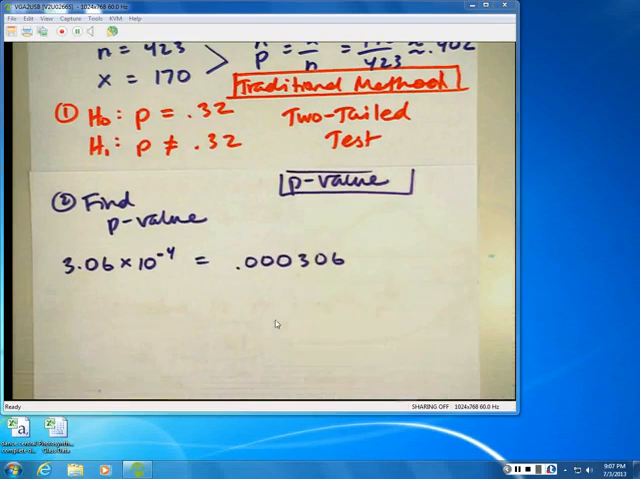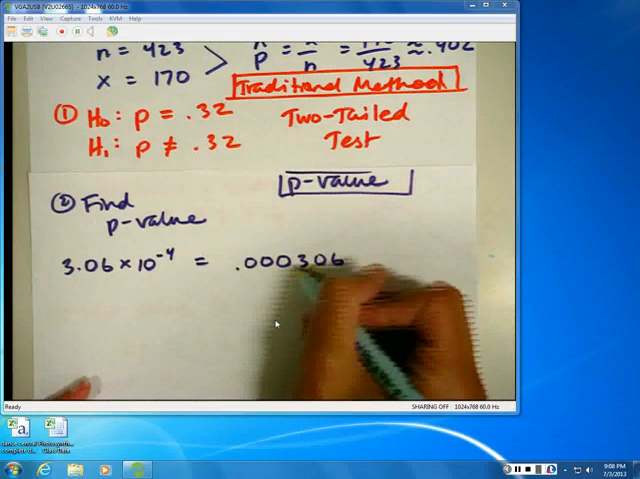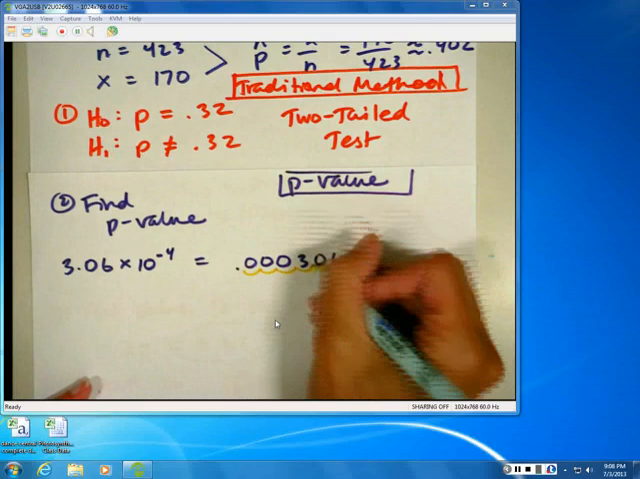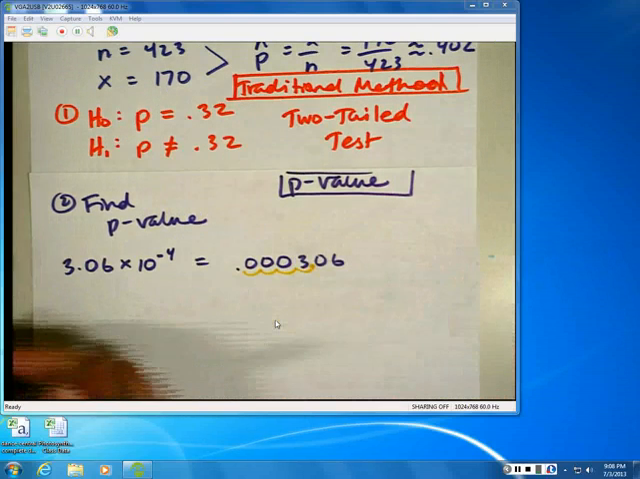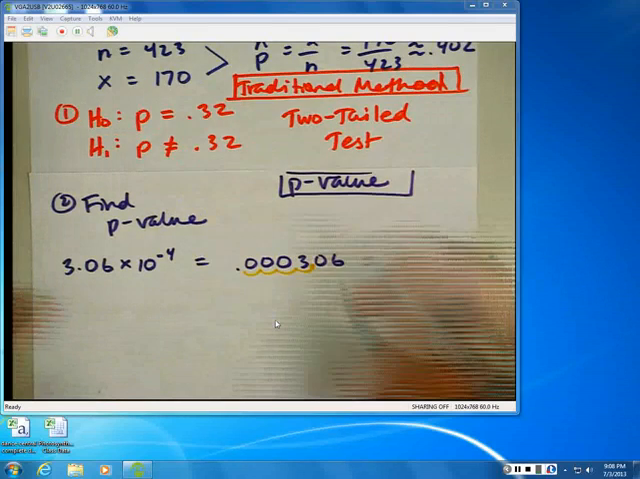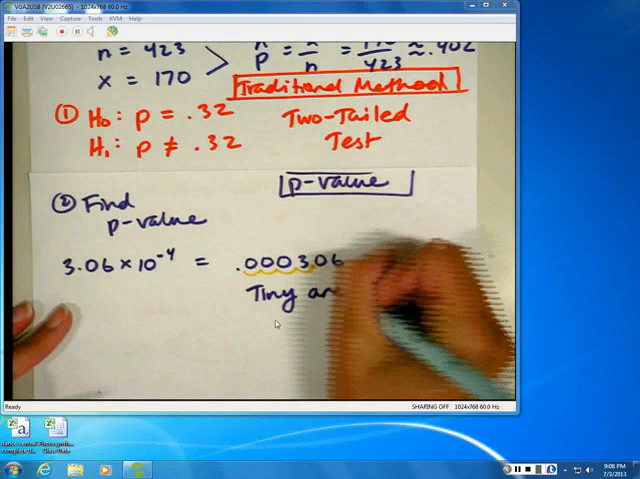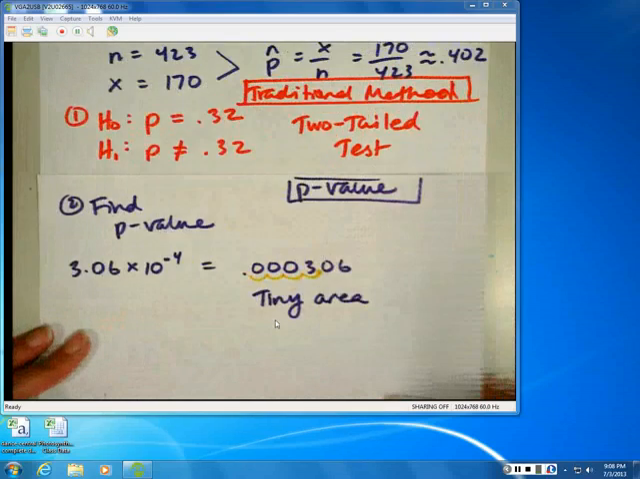Did you see how I did that? 1, 2, 3, 4. So I count 1, 2, 3, 4 decimal places. That's where it was between the 3 and the 0. This is tiny, right? Remember, this is an area. A really, really tiny area.